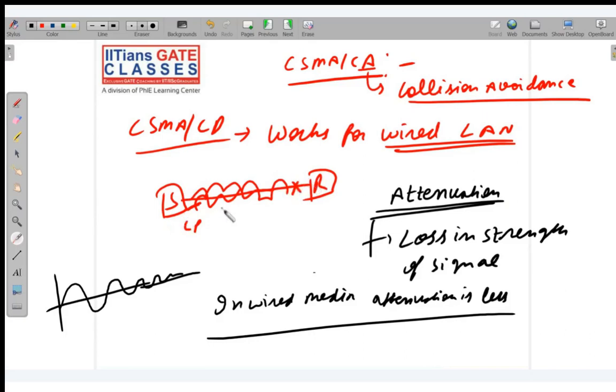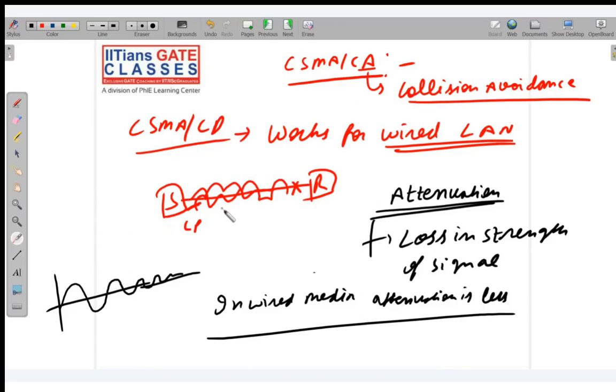So please write it. However, in wireless network, attenuation is very high. So the sender will not be able to detect the collision.